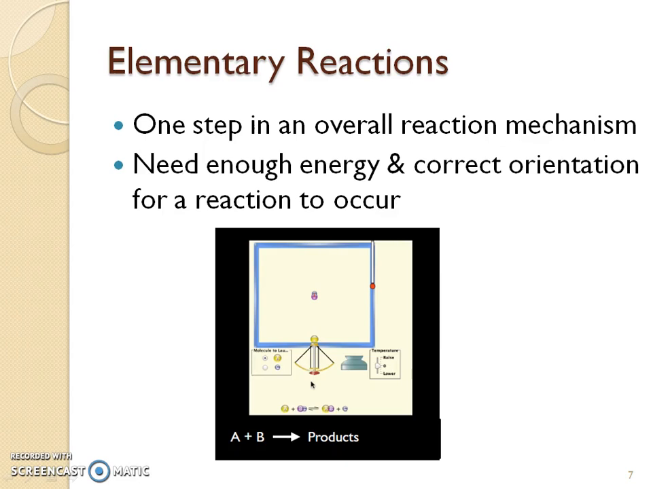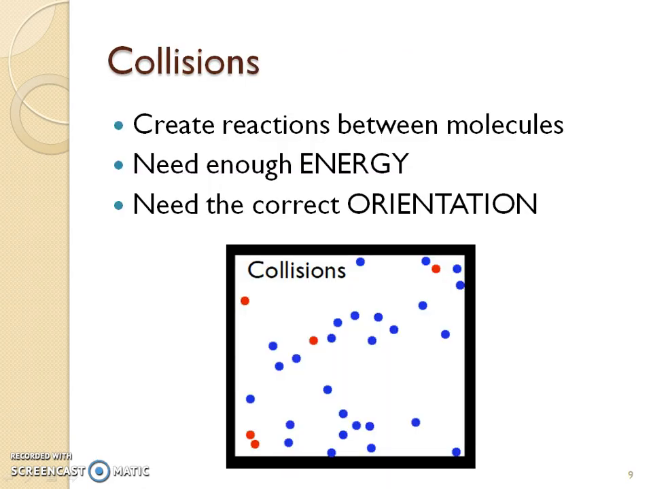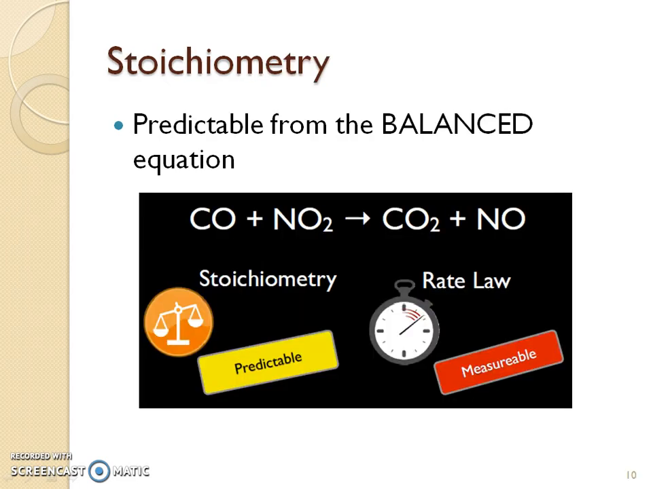As a reminder, even these individual reactions need enough energy and the correct orientation for the reaction to occur. Nice little flow chart as he always does. He talked about these collisions, and remember, these collisions are between these atoms or molecules, the reactants, to make the products, but they have to have enough energy and that correct orientation.